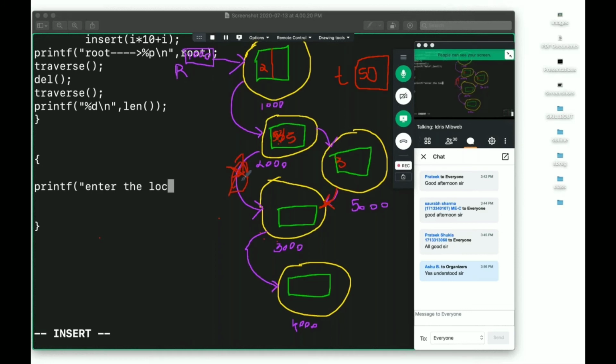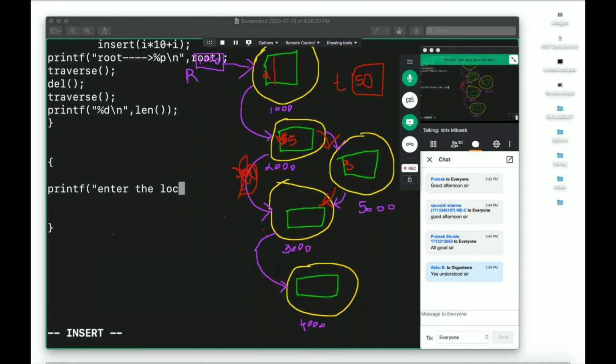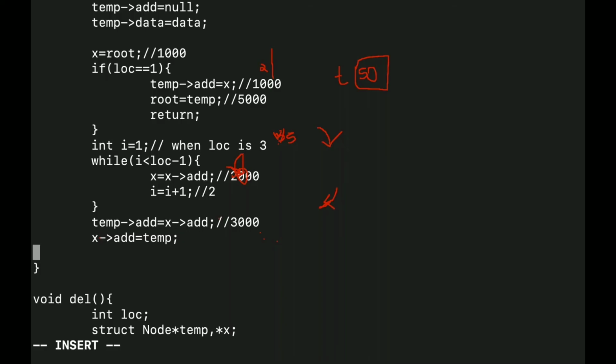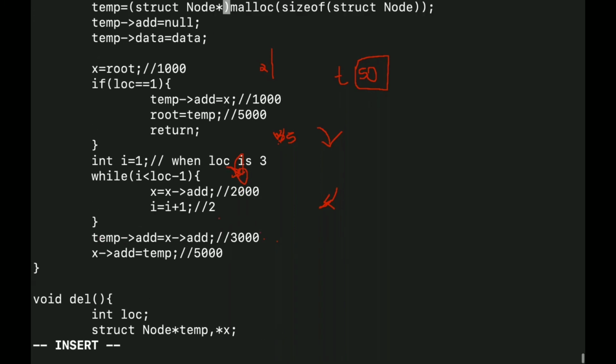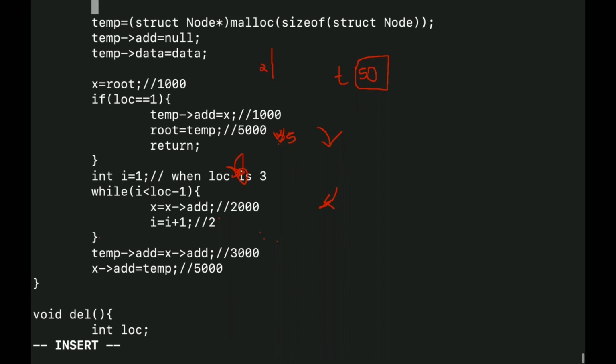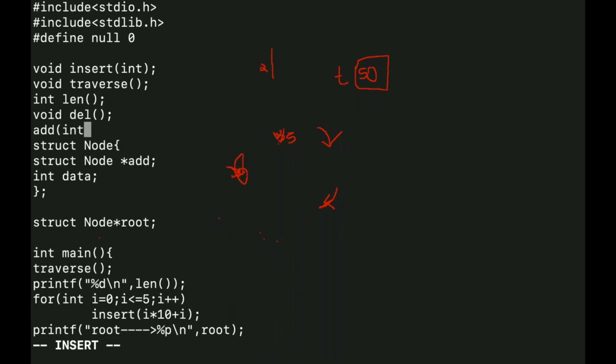What happens is this one breaks up and this one patches up with the new one. This is how you connect the node. Done. That's it. So in this position, temporary is nothing but 5000. 5000 is added to that particular location. So I'll come here and write this method.